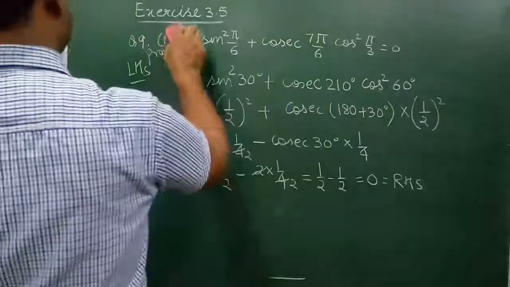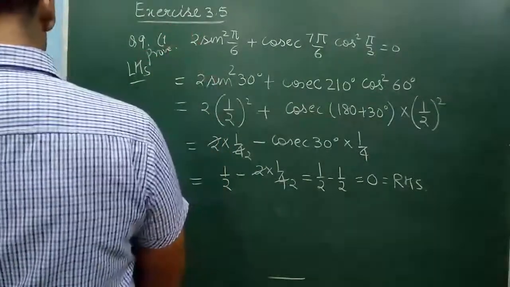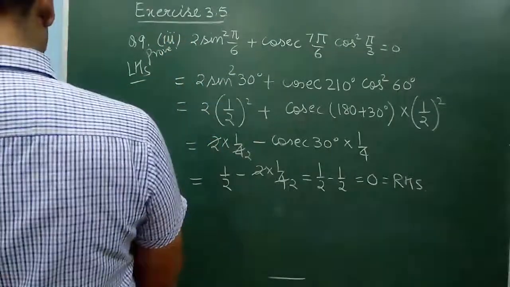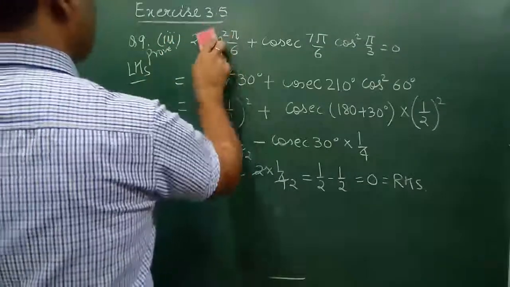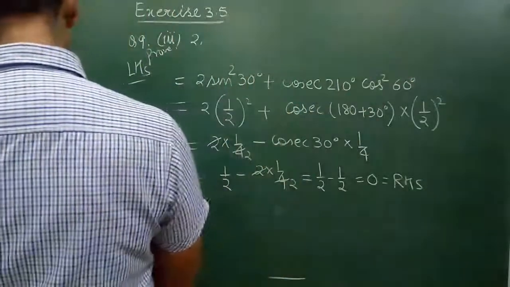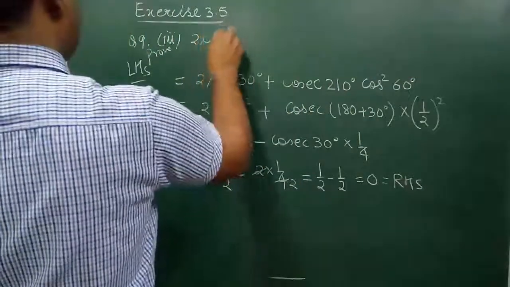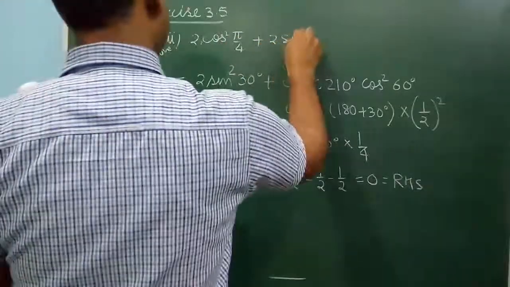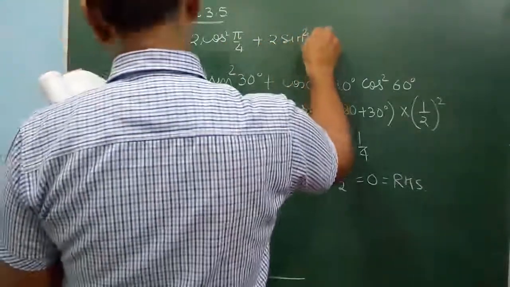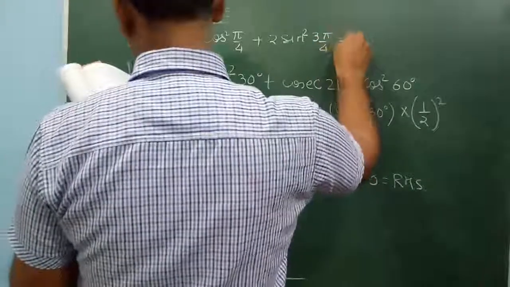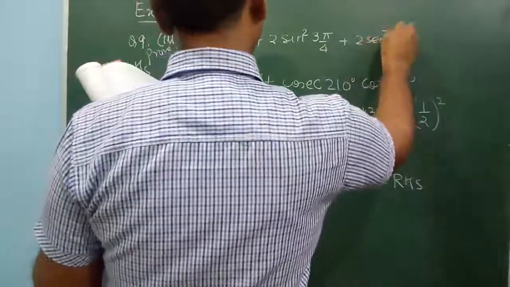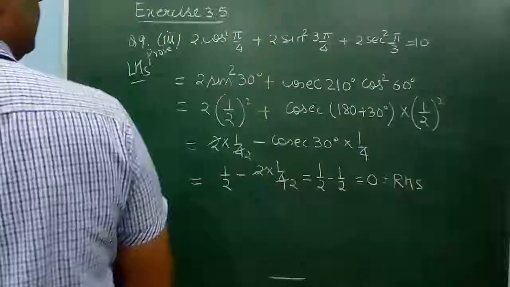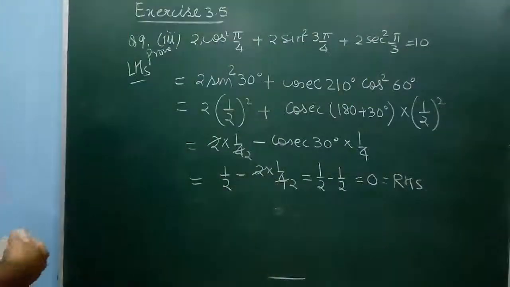We can do the third one. What is there in the third one? Prove 2 cos square. Now the question is 2 cos square pi by 4 plus 2 sin square 3 pi by 4 plus 2 sec square pi by 3 is equal to 10. This we have to prove.